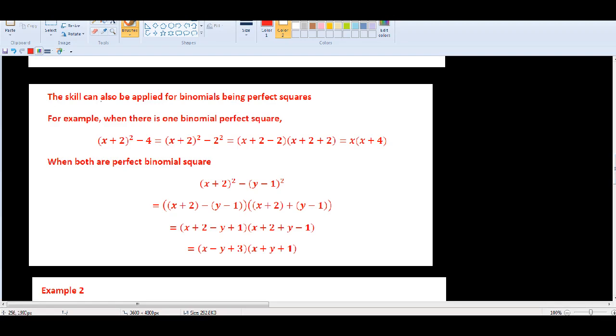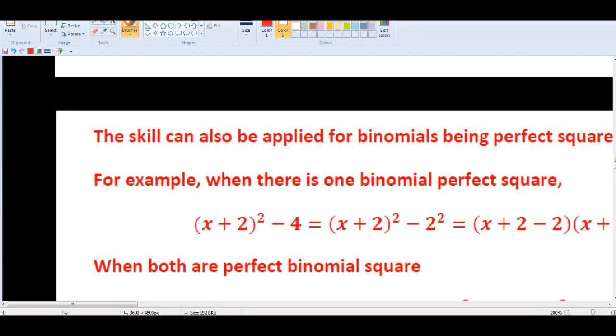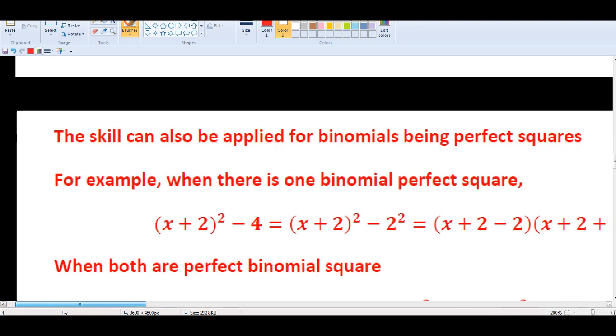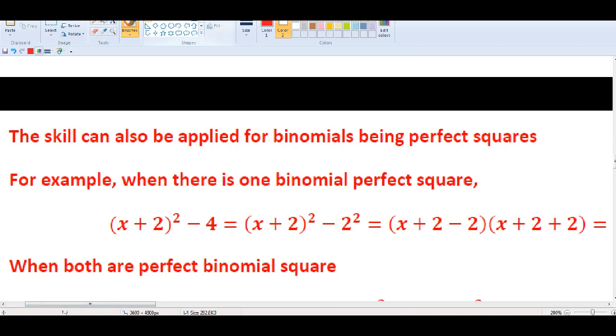Okay, so sometimes the square is not for a single term, but for a binomial. Then you could still use the rule. For example, let's focus on this one. So you've got (x + 2) squared minus 4. When you just look at this, you might think, how about I expand that (x + 2) squared?